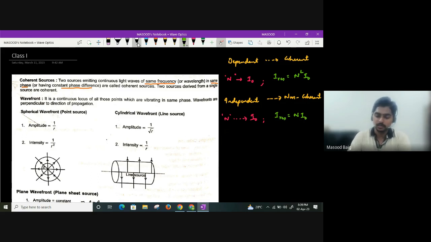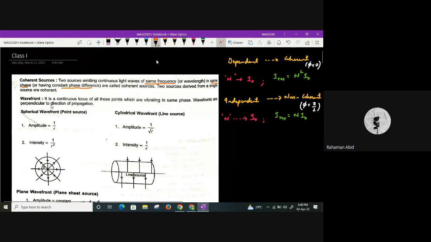Or in general, coherent sources are those sources whose phase difference happens to be zero. Non-coherent or incoherent sources are those whose phase difference usually happens to be pi by 2. Clear, all of you? Yes or no, everyone? Yes, sir.